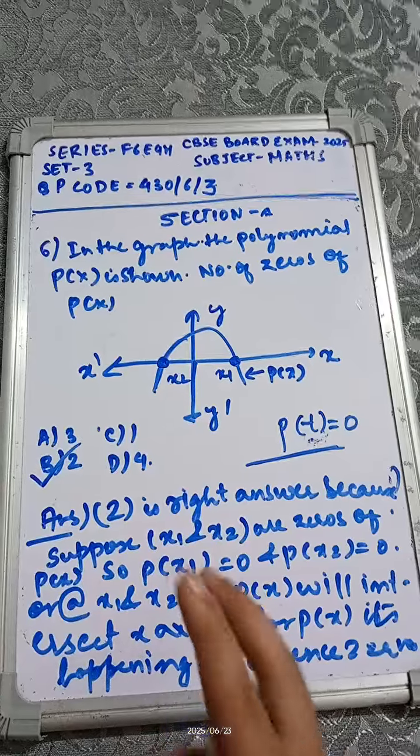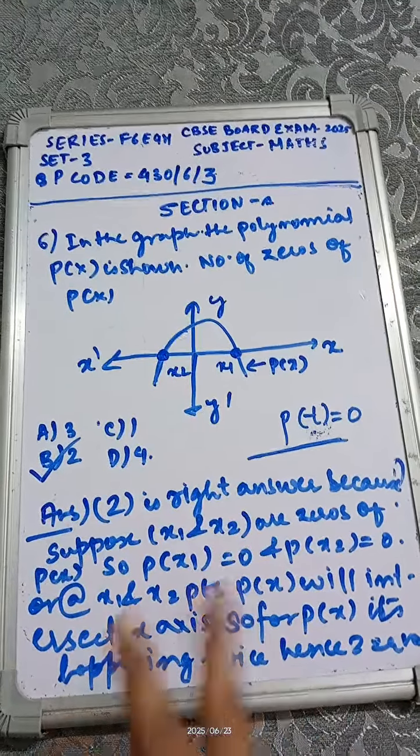For this particular question I have only written it is intersecting the x-axis twice, so there will be 2 zeros.